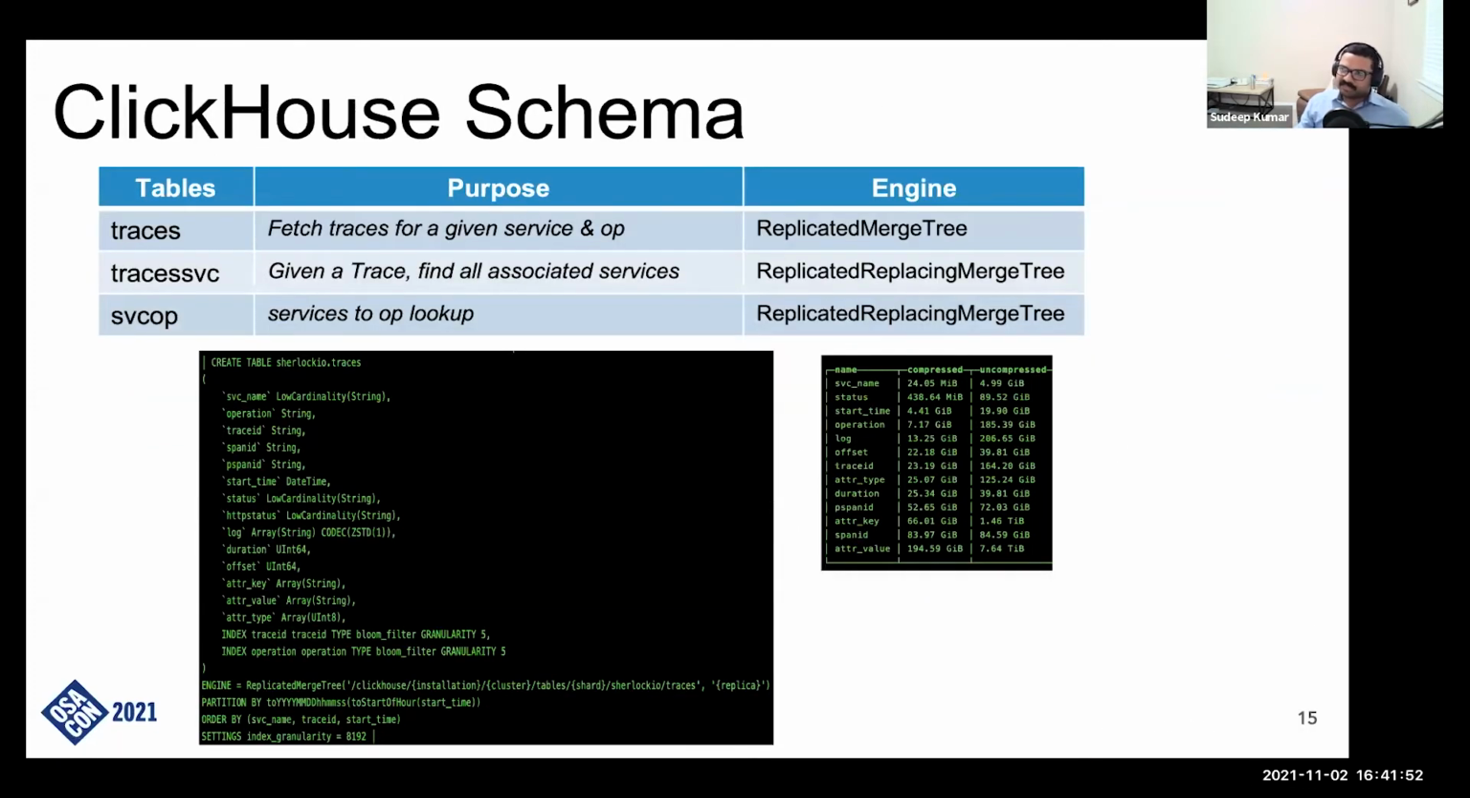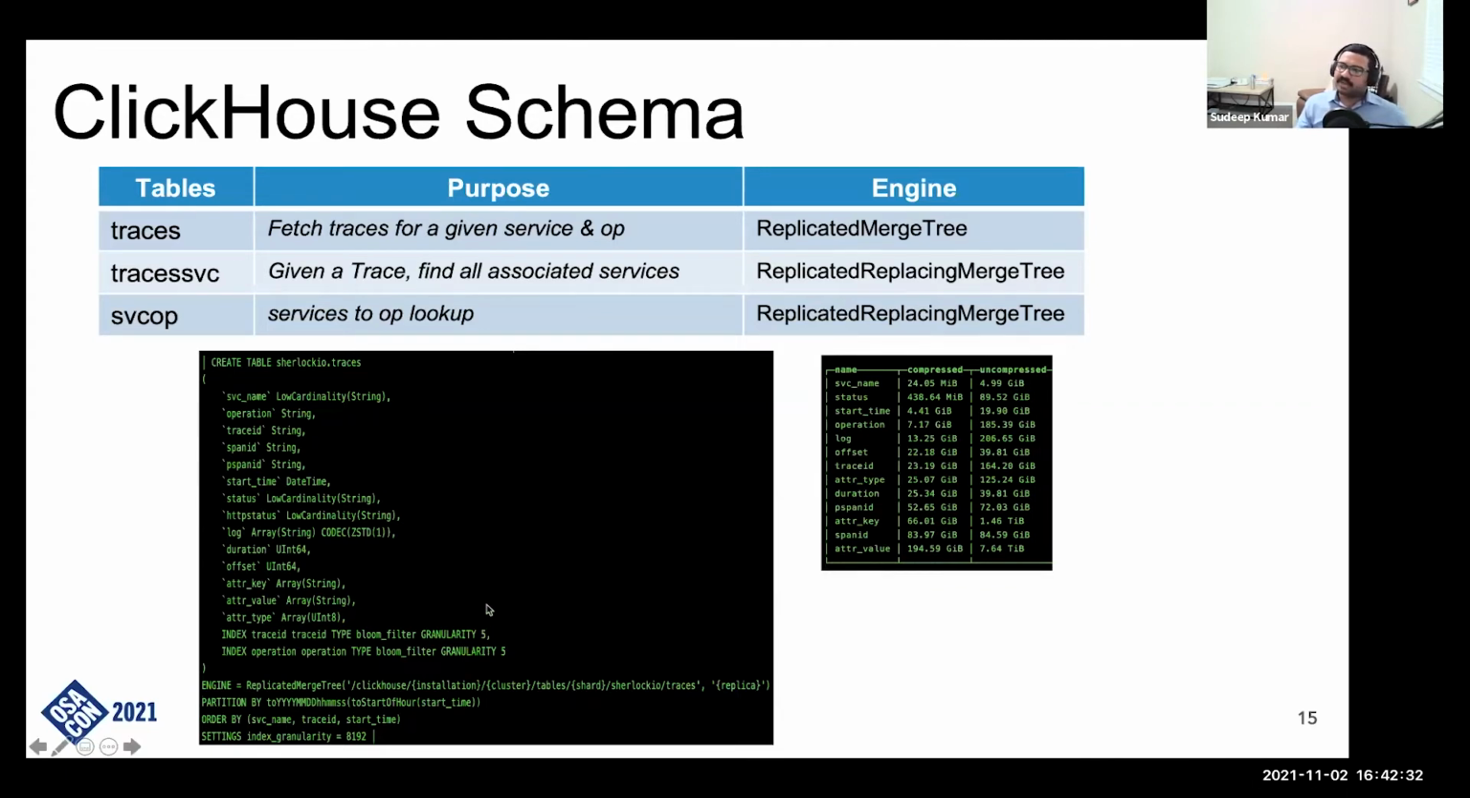So we have multiple tables, but at the core of it, we use three top tables. One is a traces table, which allows you to fetch traces for a given service and op. It uses a replicated merge tree as engine. We have a traces SVC table, which will allow you to find all the associated services for a given trace. We use replicated replacing merge tree, which is very good when you want to really compress the records and reduce even the storage footprint. Similar engine, we use it for the SVC op, where essentially that table is used for service to operation lookups, right?